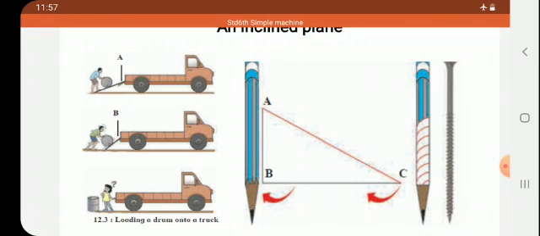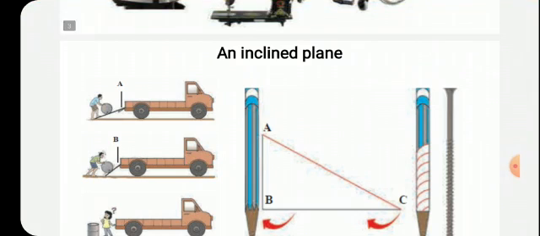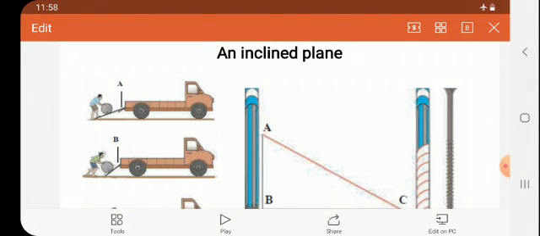Such a plank is called an inclined plane. The more gradual the slope, the lesser is the weight we bear. But such an inclined plane is longer. The steeper the slope, the shorter the inclined plane. Okay, children? Hence, we should have the inclined plank to lift the weight as it is a simple machine. It makes our work easier.